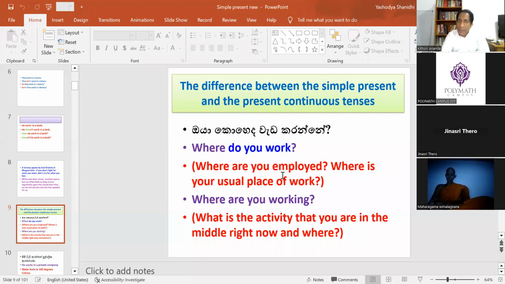Sir, excuse me, sir. Yes. Can you explain a little bit these two in English, in Sinhala, because I couldn't understand these two sentences.